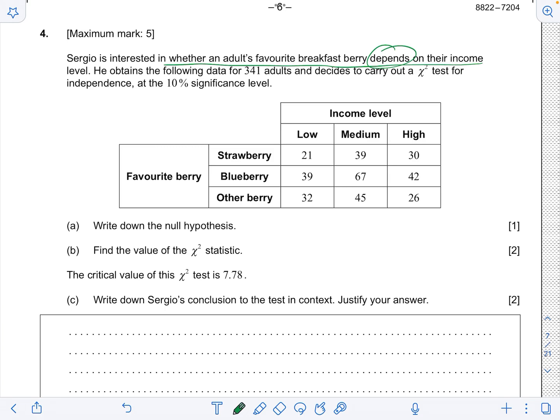So for chi-square tests of independence, the null hypothesis, or H naught, is that the two variables are independent. And so we would say favorite breakfast berry is independent of income.